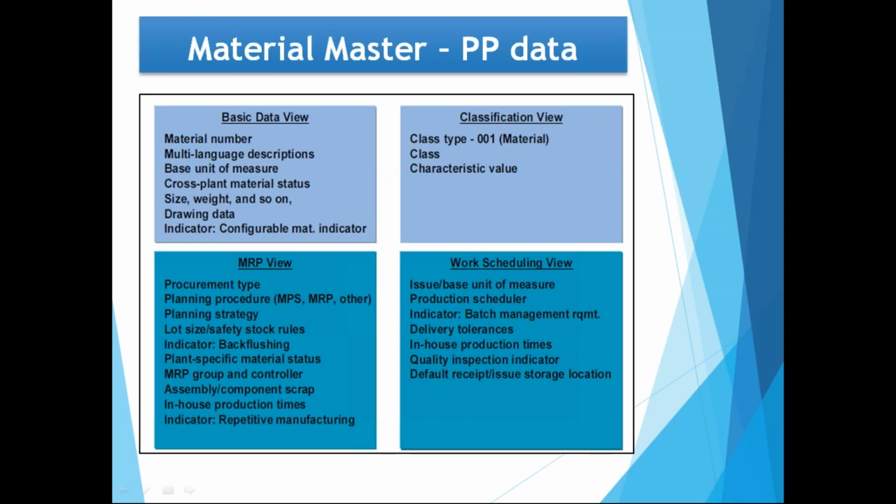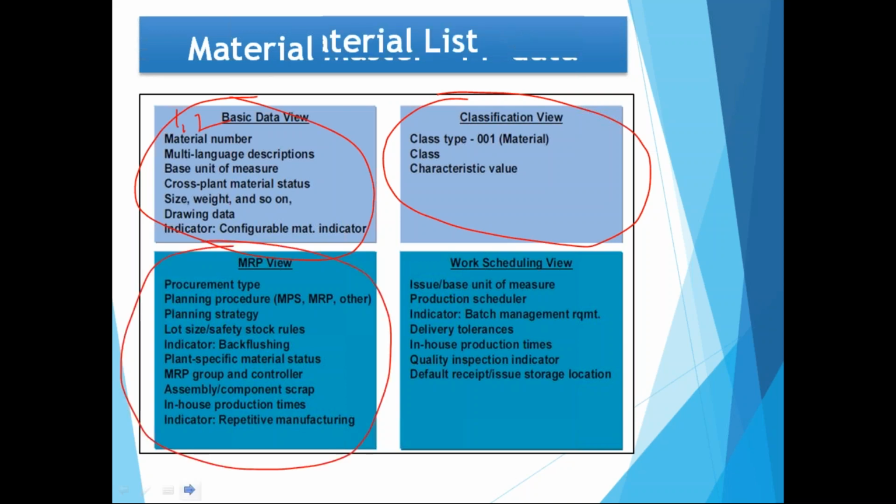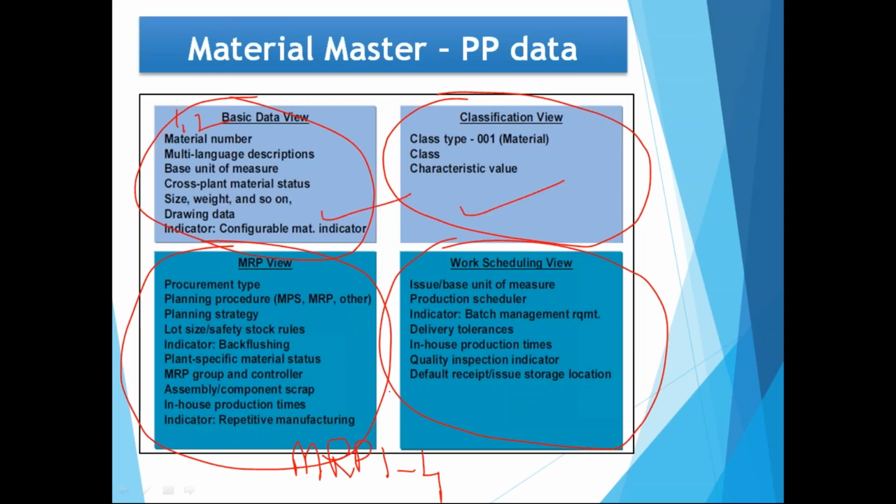Okay. So these are the views important for the PP module. One is the Basic Data 1 view, Basic Data 1 and 2, the Classification view, and then the MRP views, MRP 1 to 4, and then your Work Scheduling view. These are the views relevant for the PP module. We are not bothered about other views of the material master. Basic data is common for all, but exclusively for us, it is Classification, MRP views, and Work Scheduling views.